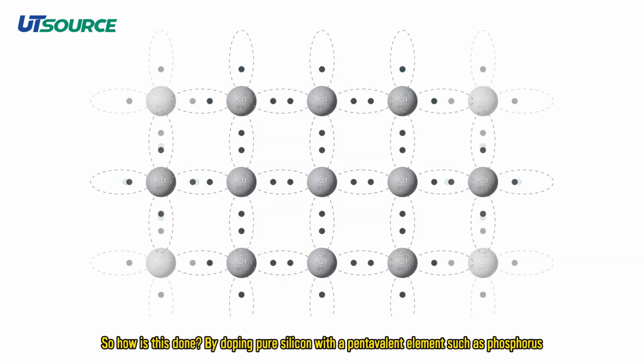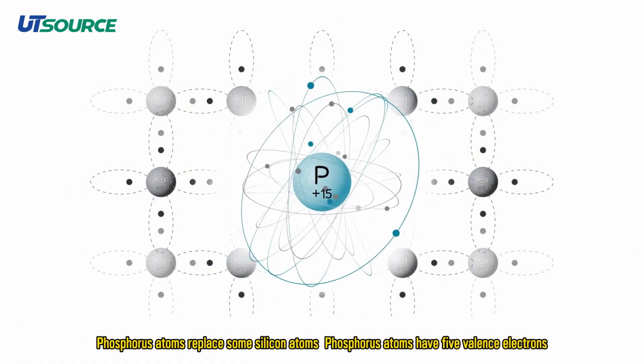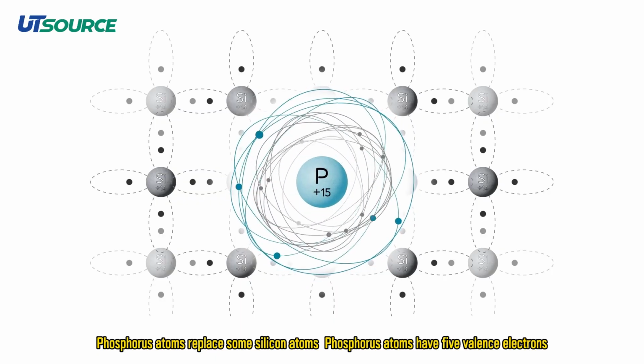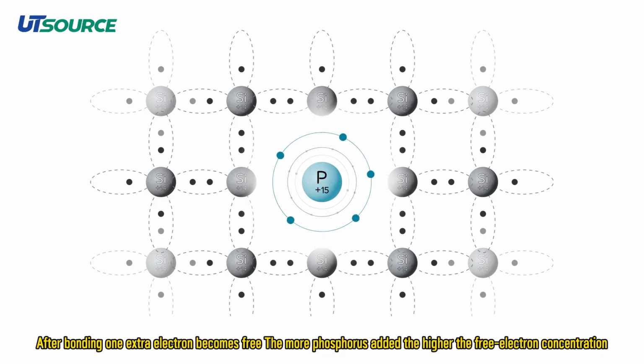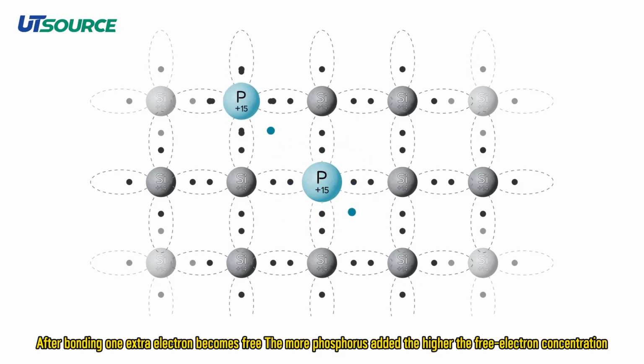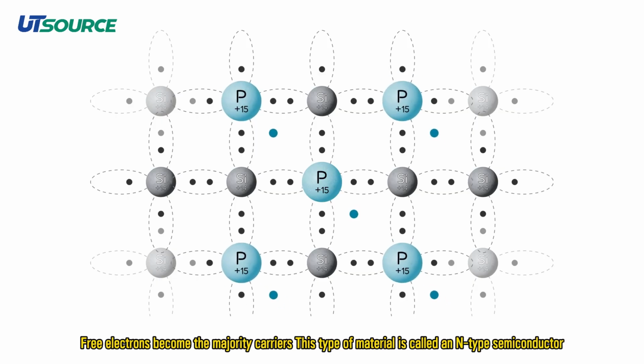By doping pure silicon with a pentavalent element such as phosphorus. Phosphorus atoms replace some silicon atoms. Phosphorus atoms have 5 valence electrons. After bonding, 1 extra electron becomes free. The more phosphorus added, the higher the free electron concentration. Free electrons become the majority carriers. This type of material is called an N-type semiconductor.